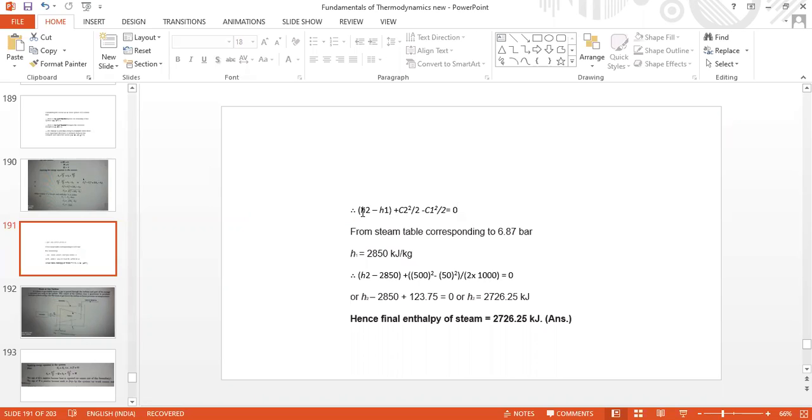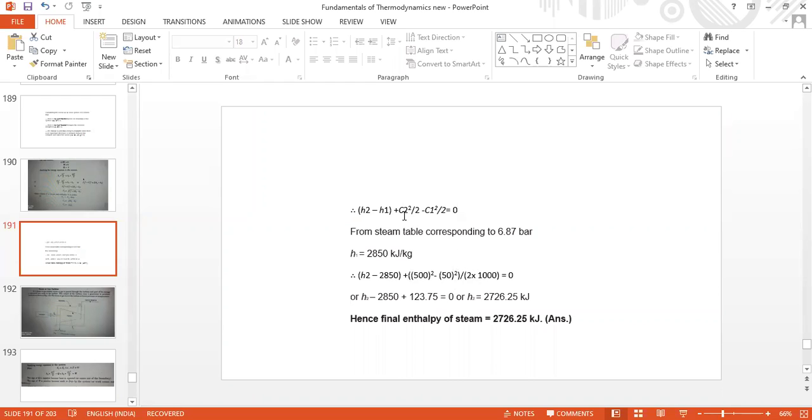See, either this equation is substituted as it is only when H1 and H2 are substituted in joule per kg, or if H1 is substituted in kilojoule per kg, the C2 square minus C1 square by 2 is to be divided by 1000 to make this into kilojoule per kg. I am explaining here the unit conversion made here. This is a very important substitution you have to understand.